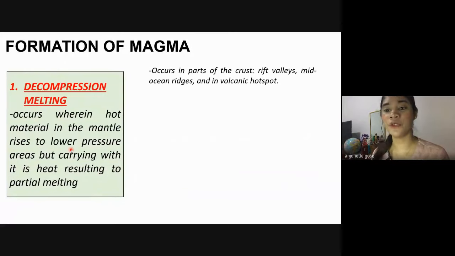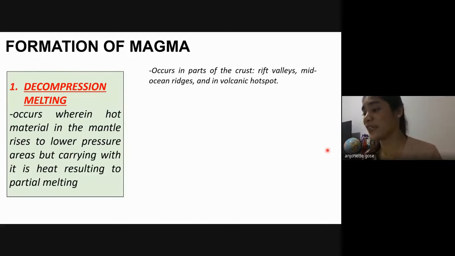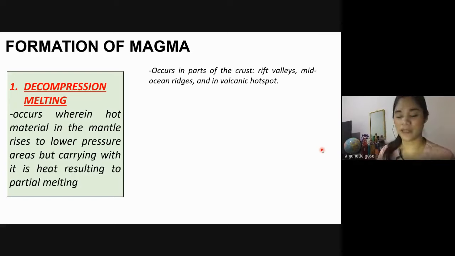Paano na-form yung magma? And we have two. So we have the decompression melting. May I ask John Paul Granaderos to please read what is decompression melting?